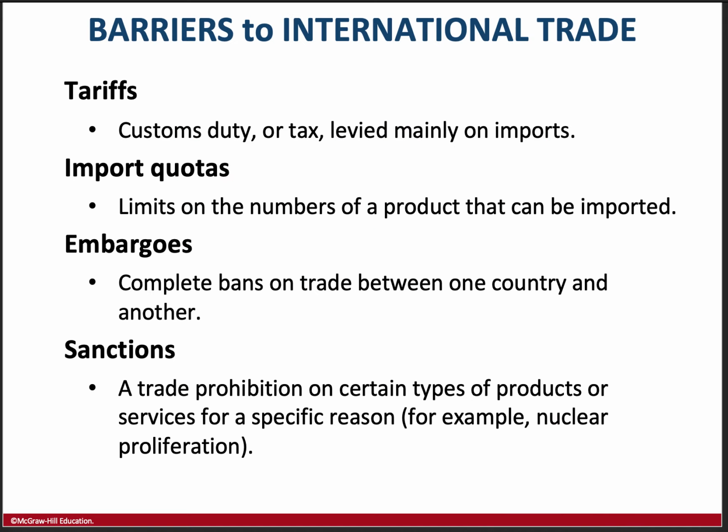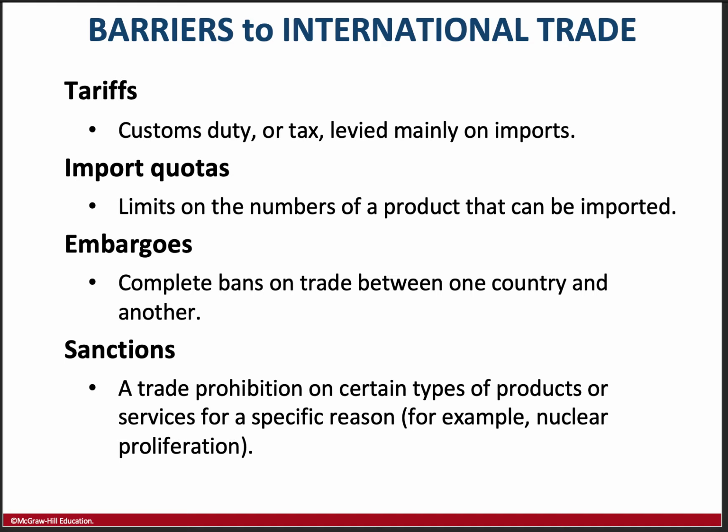So some of the barriers could be tariffs, as we mentioned earlier, right? So those are the taxes or duties that are levied mainly on imports. One type of tariff is a revenue tariff, and that's designed simply to raise money for the government. So that could be a tax on all imports into the U.S. The other, which could be a protective tariff, which is intended to raise the price of imported goods to make the prices of your domestic products more competitive.